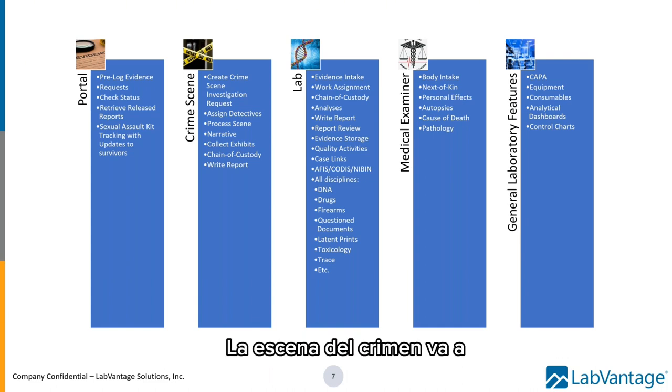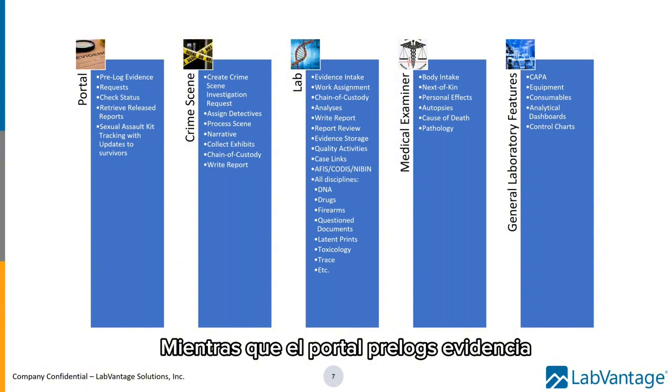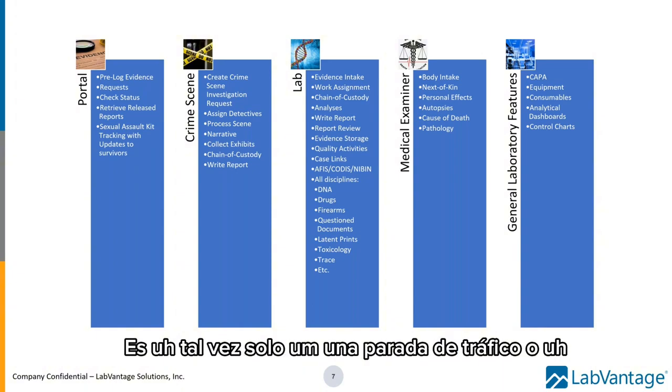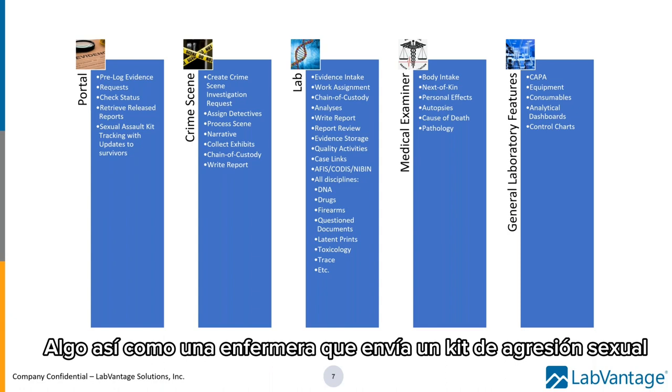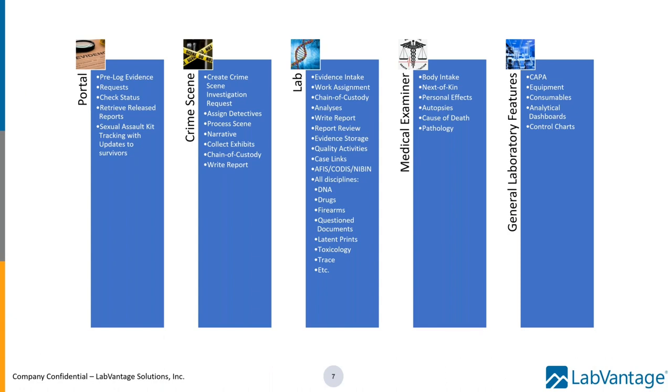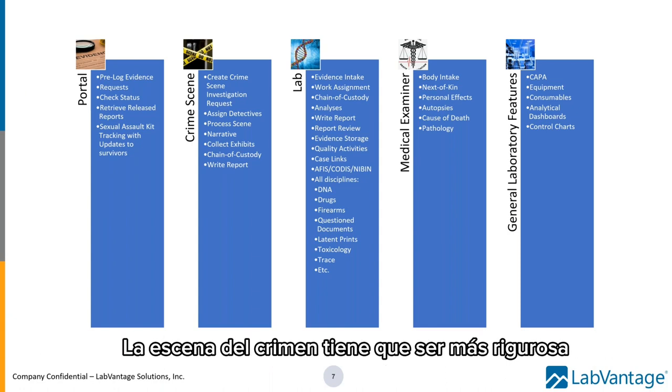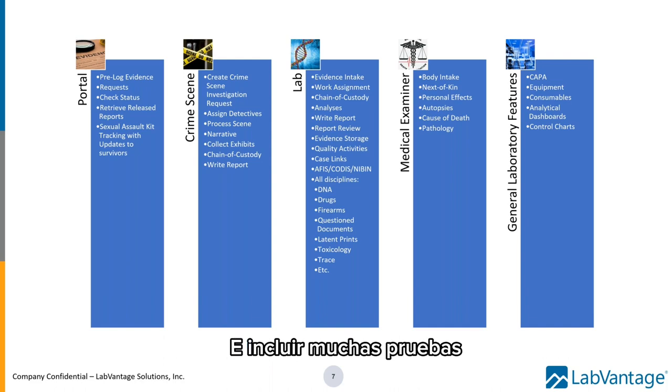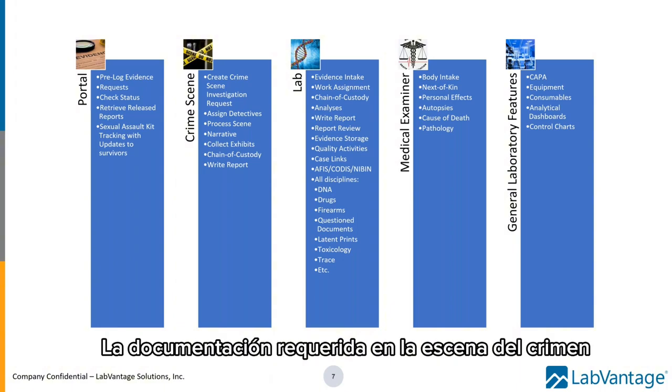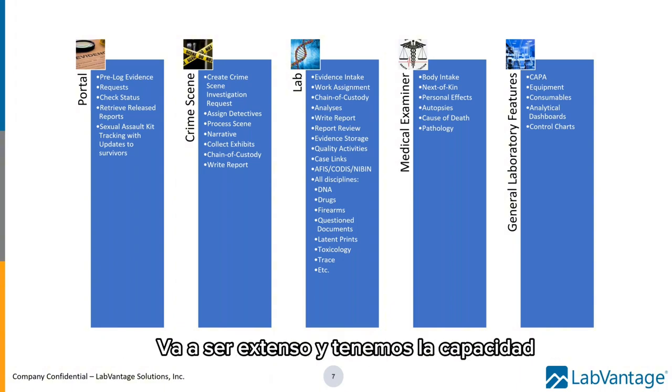The crime scene is going to be very different than the portal, whereas the portal pre-logs evidence that's maybe just a traffic stop or something like a nurse submitting a sexual assault kit. Crime scene has to be more rigorous and include a lot of testing, a lot more documentation. So the primary difference is the documentation required at the crime scene is going to be extensive.